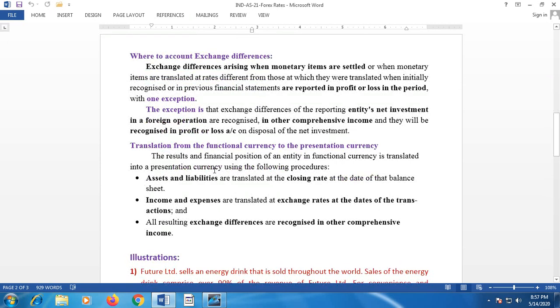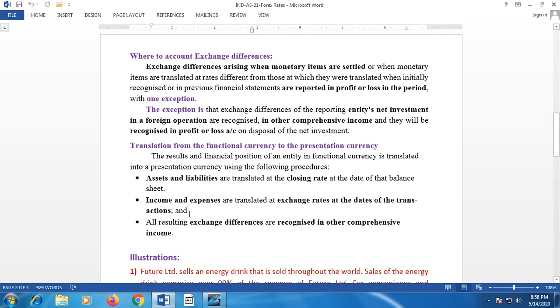Coming to translation from functional currency to the presentation currency. As the books of accounts are recorded in functional currency, they have to be translated to presentation currency. The results and financial position of an entity in functional currency are translated into presentation currency using the following procedure. Assets and liabilities are translated at the closing rate at the date of that balance sheet. That means in the balance sheet, assets and liabilities are to be translated at the closing rate on the date of the balance sheet. Income and expenses are translated at exchange rates at the dates of transactions.